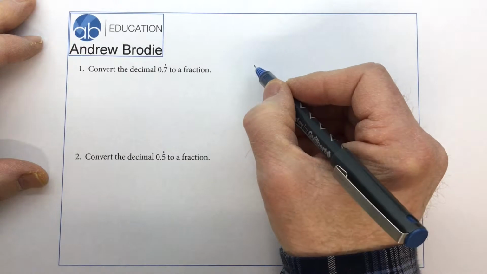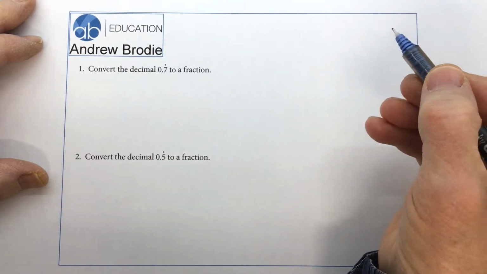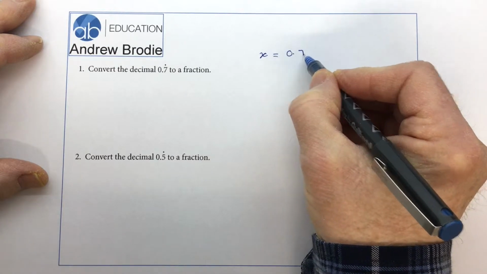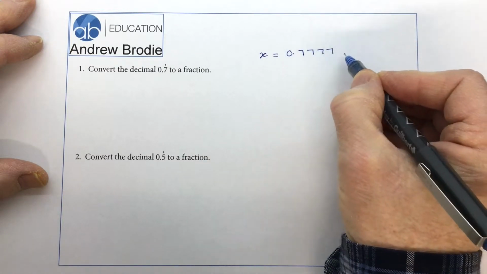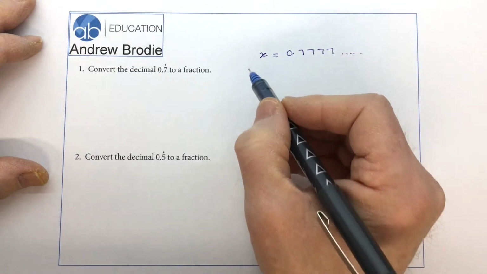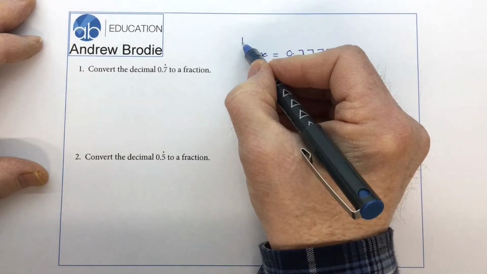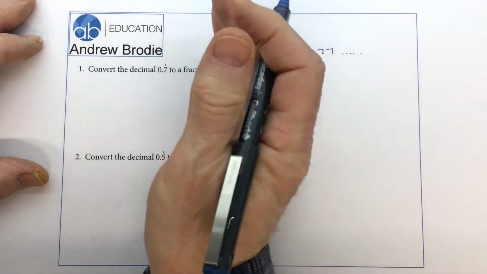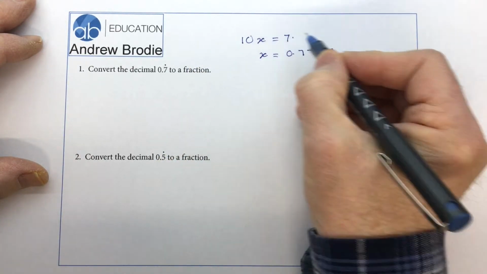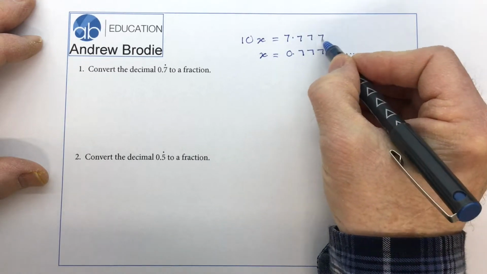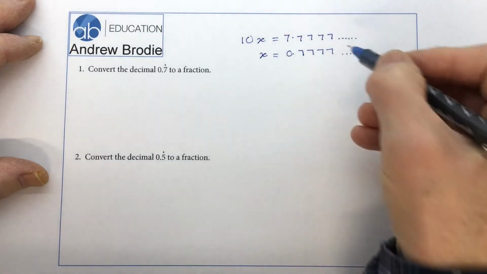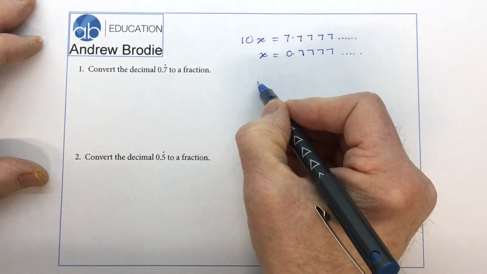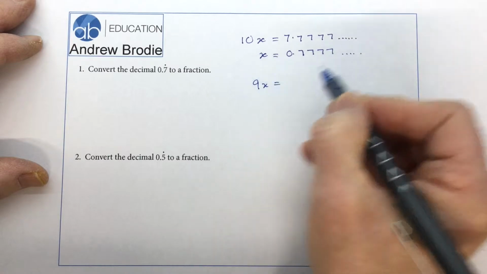What we do is we say we're going to call 0.7 recurring x. So x is 0.7777 and so on. But then we're going to multiply by 10. So we're going to say 10x, and I'm going to write it up above. Well, 10x is going to be 10 times that, so everything moves over one place, so it's 7.7777 and so on.